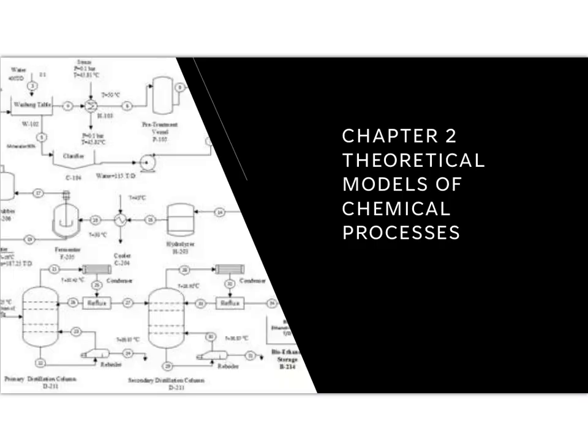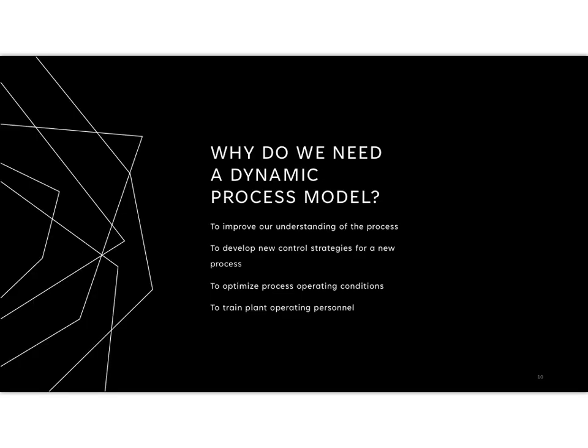We are going to start looking at Chapter 2, Theoretical Models of Chemical Processes. In our mass and energy balance class, at the beginning of your chemical engineering education, we learned how to create these steady state designs and create these process flow diagrams. What we want to do now is extend that to look at dynamic models. Well, that begs the question, why do we need a dynamic model?